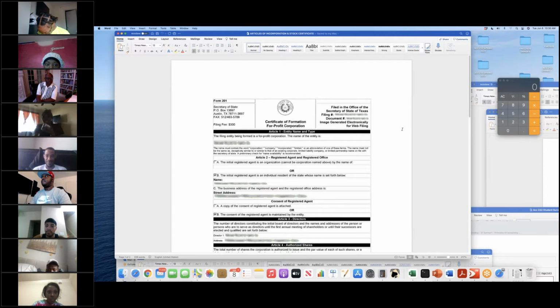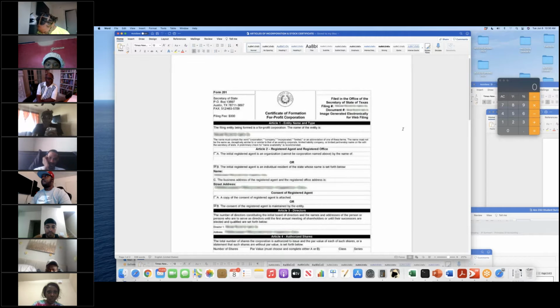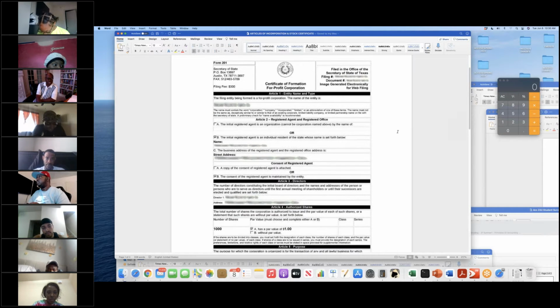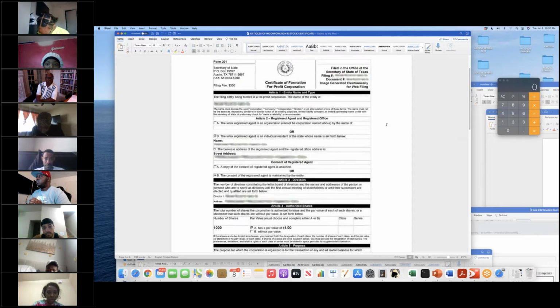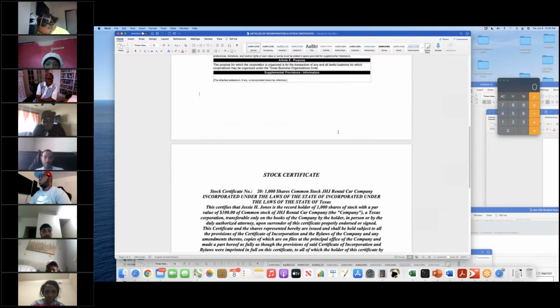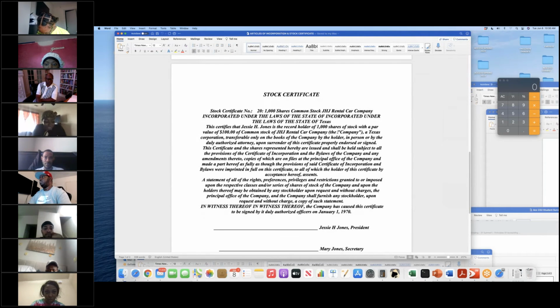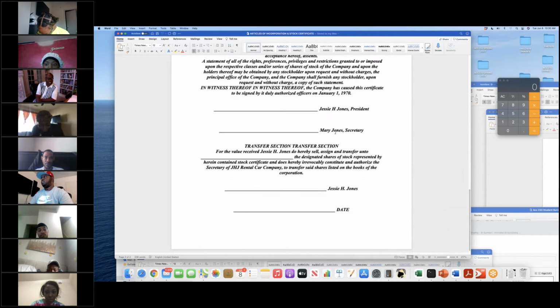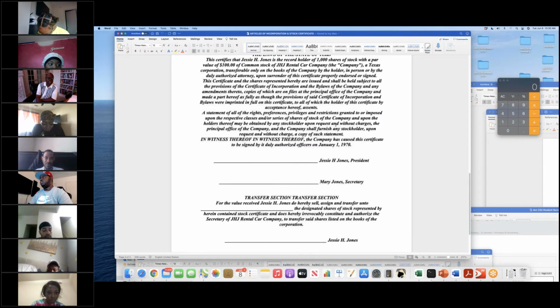Since some people said they were going to form a corporation today if they won $1 million, this is your charter, your certificate for formation of a corporation. It's a simple thing that you do, and an attorney charges $2,000 to $3,000 to do this for you. And then when you put your money in the corporation, you get a stock certificate out. This is an example of what a stock certificate looks like.